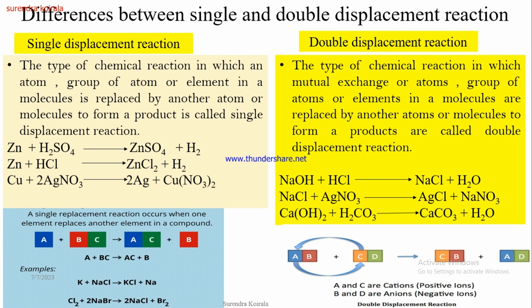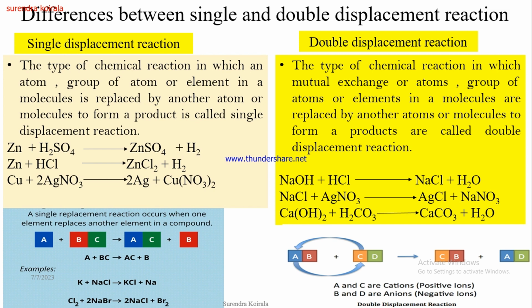At the end of the screen, we can see A C plus B D. They are the reactants which undergo change to form C B and A D. There, A and B are the cations, known as positive ions, and C and D are the anions, the negative ions. A displaces C and B is displaced by D. So C B compound is formed and A D compound is formed.